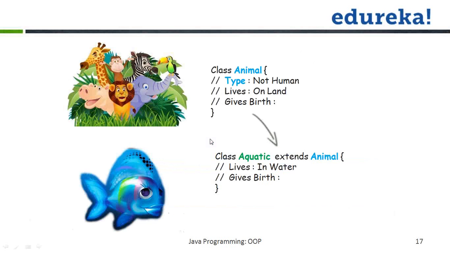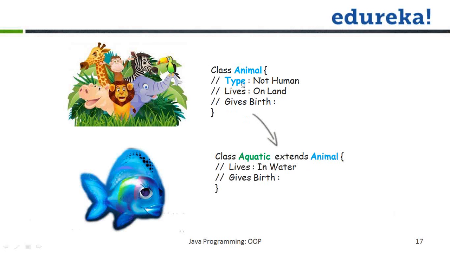Moving on. Like you've got the animal class, type is not human, lives on land and gives birth. Okay? Simple. Now, we have class aquatic which extends animal. Whenever you have to inherit a class, you'll be using the extends keyword. So you write aquatic extends animal. Now lives, this attribute is used but you change the value to in water, and gives birth or not, you can write yes or no.